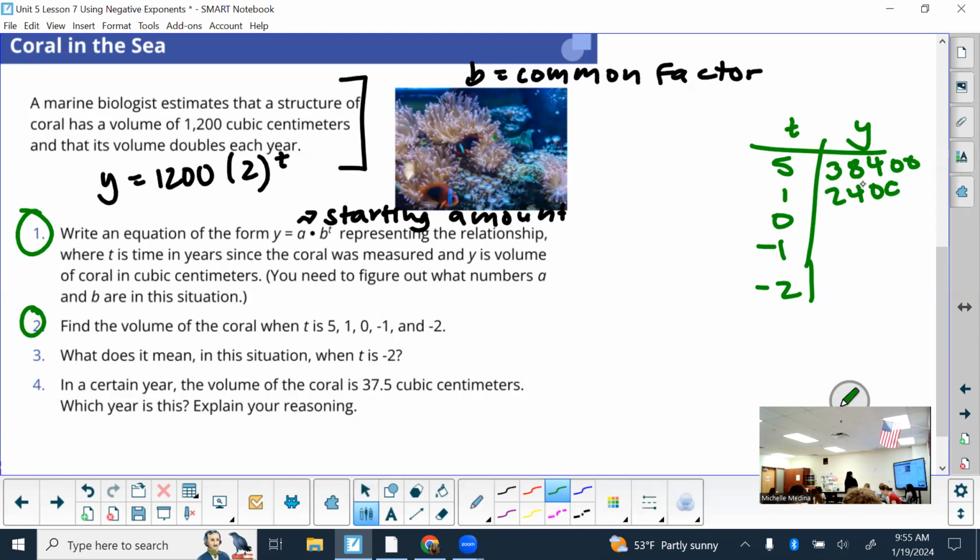Table 9. What about when t is 0? 1,200. It will tell you that in the calculator, but also you should know that whenever the t is 0, that's your starting amount, right? We already addressed that. 7,500. Table 1, when t is -1, what's the output? 600. And table 2, when t is -2, what's the output?